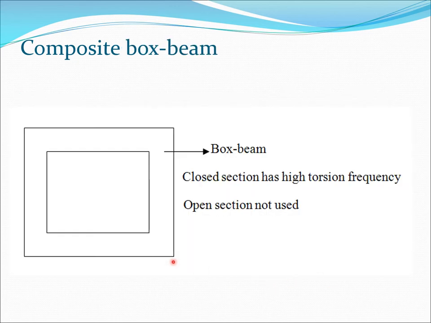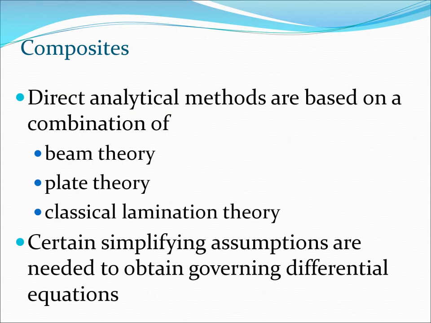So, just returning to the box beam, like I mentioned before, this kind of closed section which is used here has high torsion stiffness and therefore high torsion frequency. So, typically in a helicopter blade, you will use a closed section. So open sections are typically not used in these kind of composite problems for helicopters.